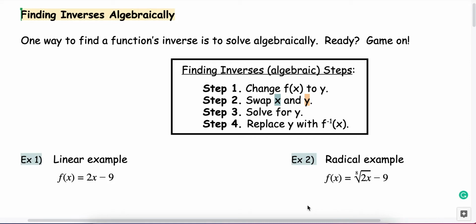Then we're going to swap x and y. So this is a little bit different. What we're doing is we're finding the inverse function. So we're going to swap x and y. We're then going to solve for y, and then we're going to replace y with this notation f inverse of x. So this f with a power of -1 is f inverse, so it's the inverse function of x.